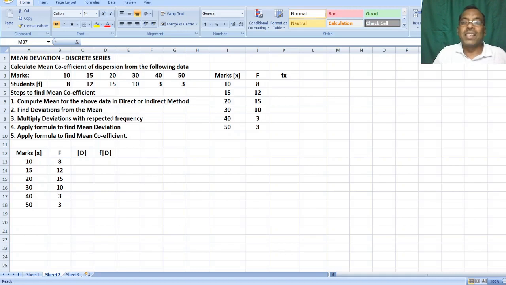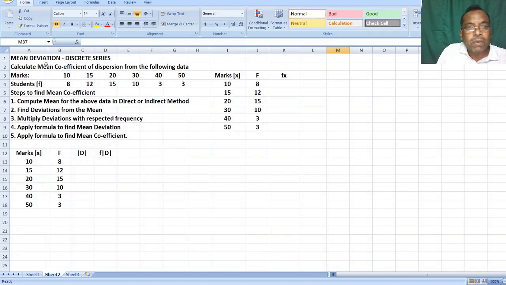Hello students, in the last video we have learnt mean deviation in individual series through mean and median. In this video we are going to learn mean deviation in discrete series through mean of the series. Students, I request you to concentrate carefully. Let me discuss the points which come under discrete series step by step.